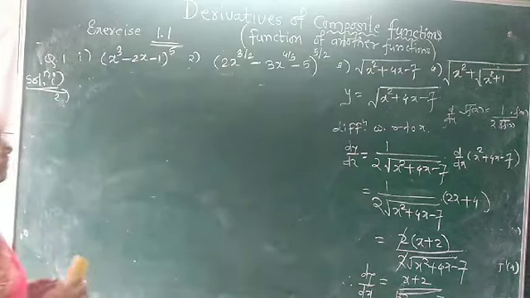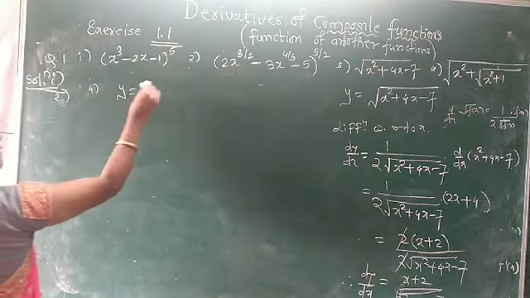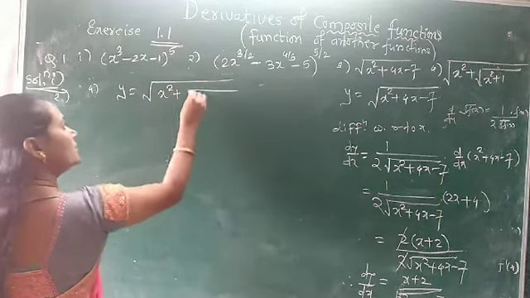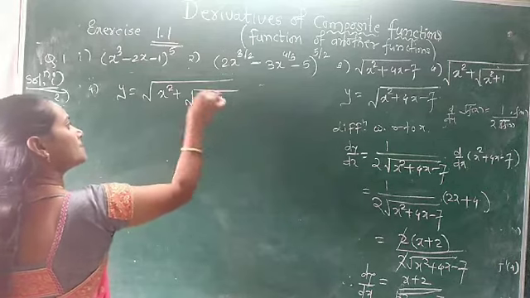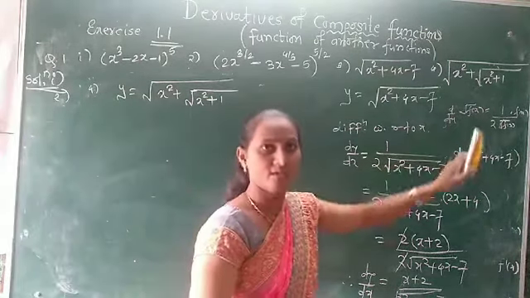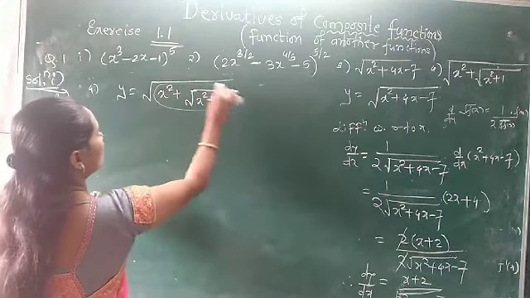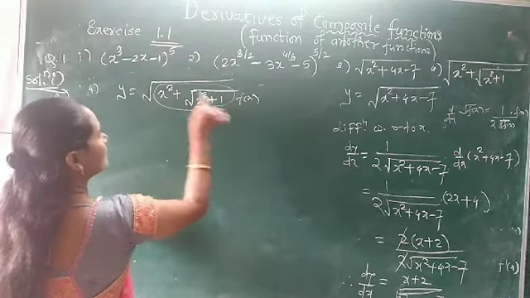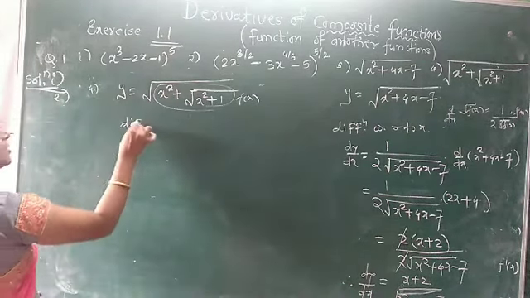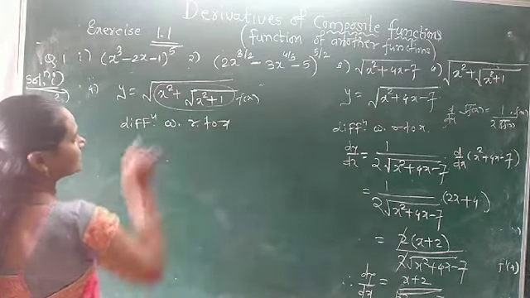Now the fourth one, we are going to start the fourth. What is the fourth? y is equal to root of x square plus under root x square plus 1. Now again this is in the same form, root f of x. Now what is this function? The whole function is f of x. Consider this whole term as f of x. So again differentiate with respect to x.